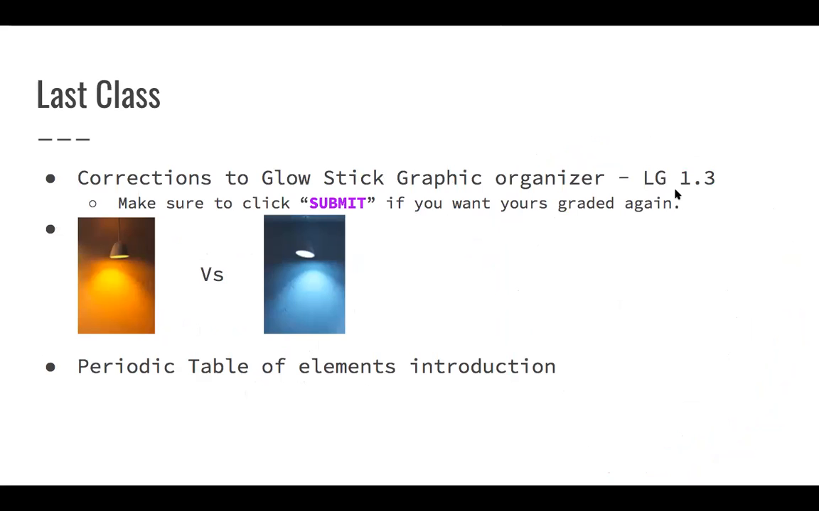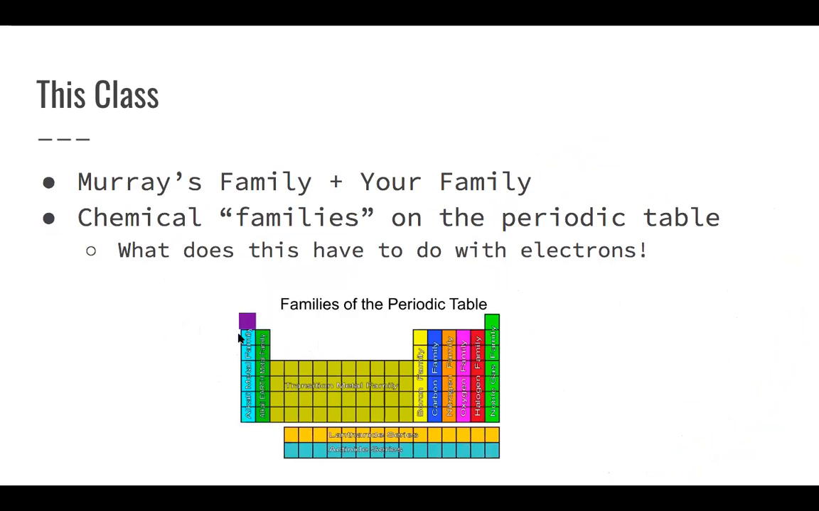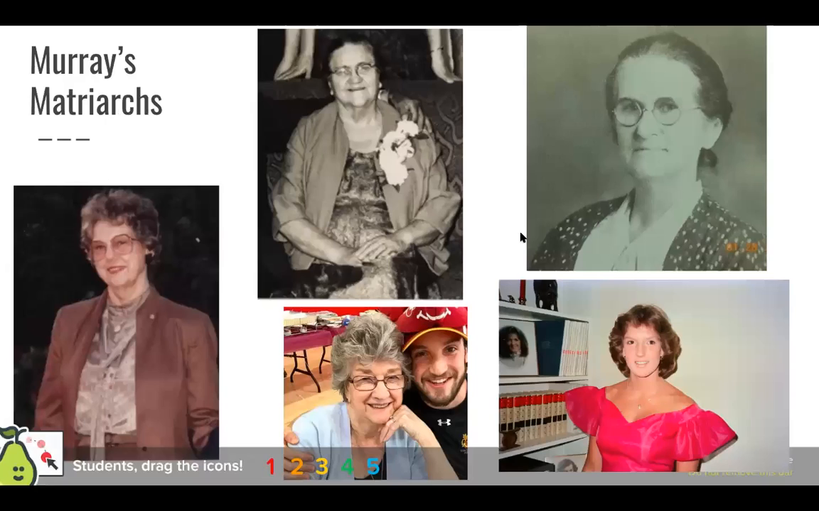Last class, we made some corrections to the 1.3 learning goal. If you want me to grade it again, you need to click submit. We talked about how to take good selfies with warm lighting and cool lighting, and we introduced the periodic table of elements. This class, I'm going to talk about my family. You're going to talk about your family. We're talking about chemical families on the periodic table. What does this have to do with electrons? We're also going to answer that question.